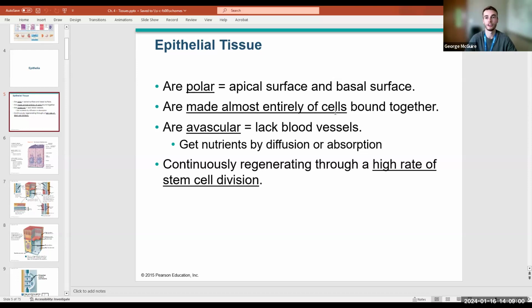Epithelial tissue is made almost entirely of cells, as you'll see when we move on to our other tissue types. There are multiple protein fibers and different types of liquid that make up the tissue of some of the other tissue types. But for epithelium, it is almost entirely just the cells themselves that are making up that tissue. They are avascular, so we don't have any direct supply of nutrients to our epithelium from our blood vessels, from our lymph. So they are mainly getting their nutrients through absorption from the neighboring cells, from connective tissue, which are vascular.